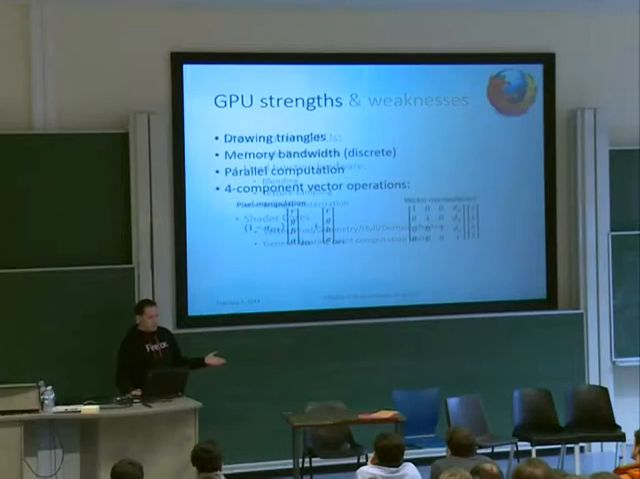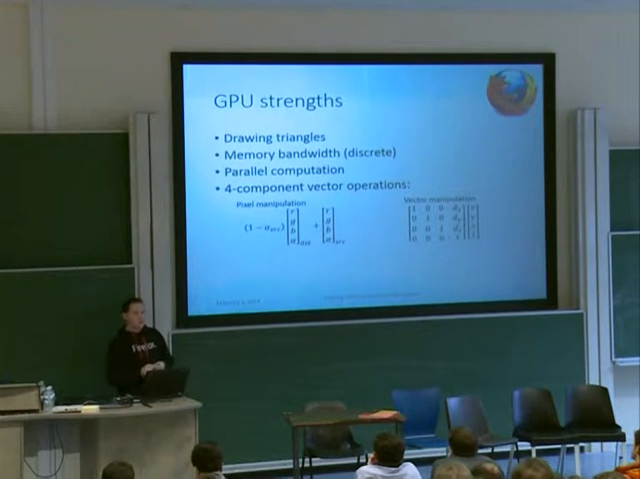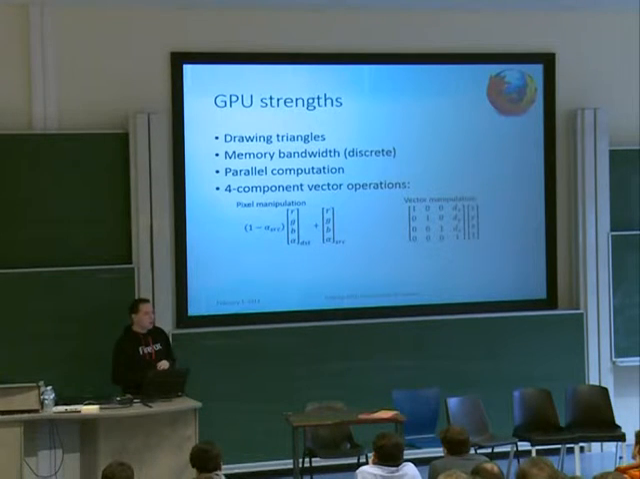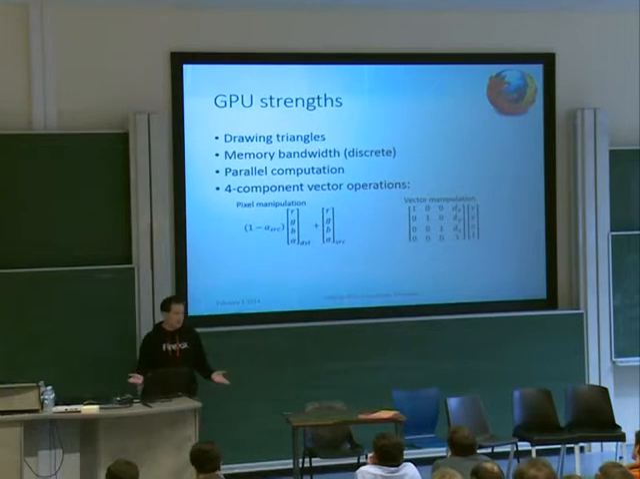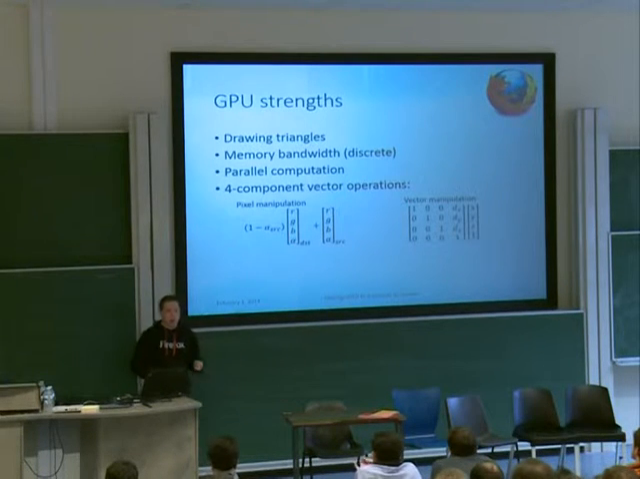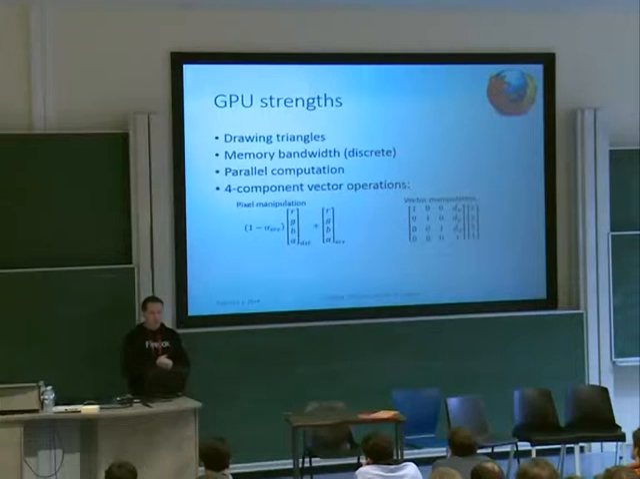So these are the strengths, right? They're really good at drawing triangles. When you have a discrete GPU, they have an immense memory bandwidth, much bigger than your CPU does. They are very good at parallel computation, because these cores by themselves are not that great, but you've got 1,000 of them all running in parallel every cycle. Every one of those 1,000 cores, for example, can do a bunch of computations. And as I said, they're very good at four-component vector operations.